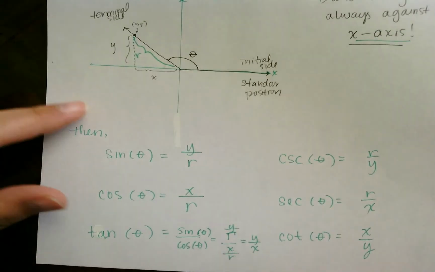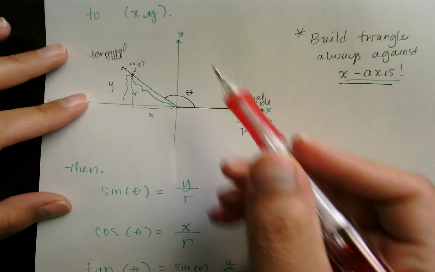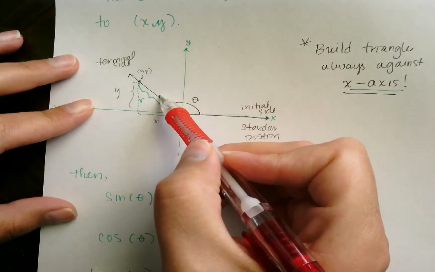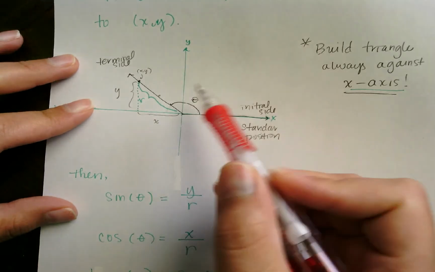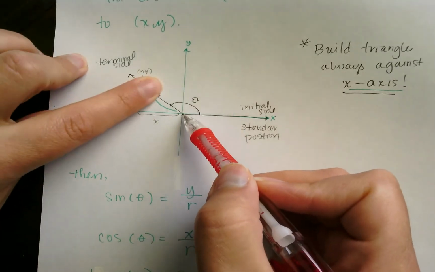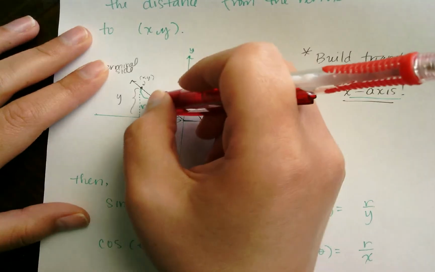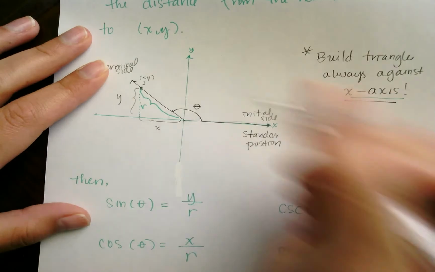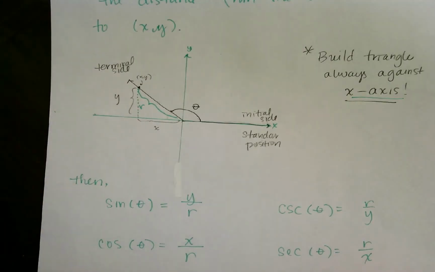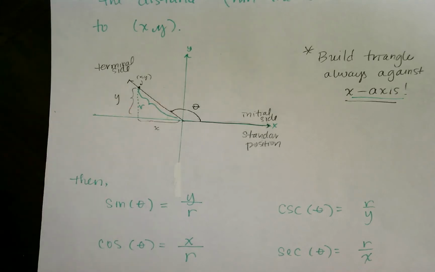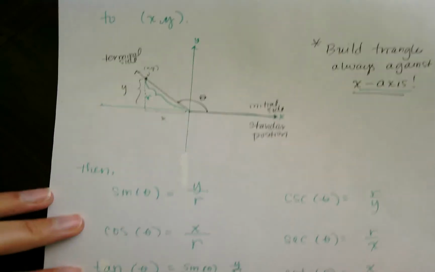All right, and just FYI, it said pick any point on the terminal side. So if you were to pick this point to be R, then your R would be different. Your X and Y would be different. So we can build all kinds of different size triangles on this XY coordinate system, but your definitions still stay the same. If R was equal to 1, then we'd be on the unit circle. So we don't necessarily have to be on the unit circle to use these definitions.